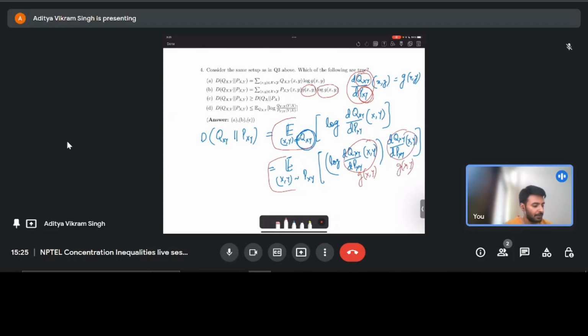Okay, and you have summation over this p(x, y) because we are taking expectation over p(x, y). Okay, and similarly for option A. So option A and B are correct. Okay, now we need to prove some inequality.